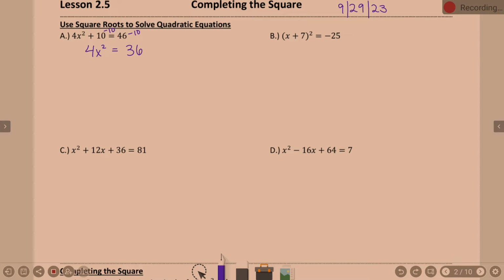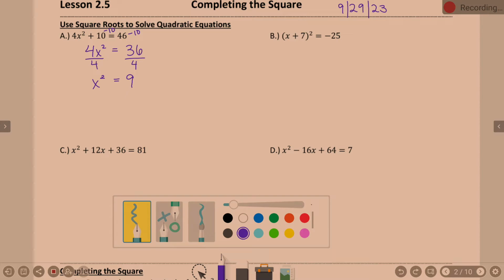We could do either at this point. I would encourage you to go a step farther and divide by 4, to get the x squared by itself. So I would agree to divide by 4. And then we have x squared equals 9. And this is similar to what I taught yesterday, isn't it?